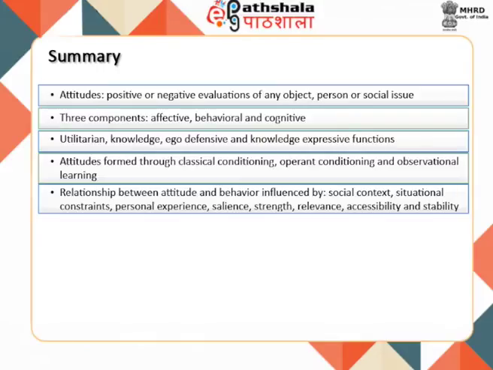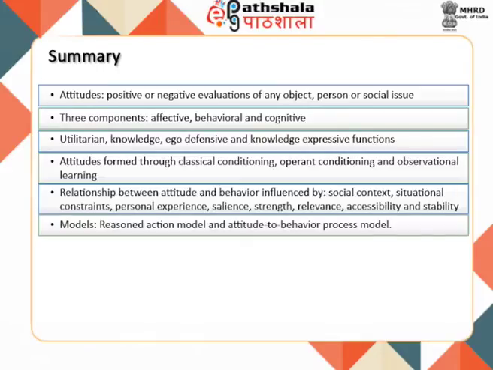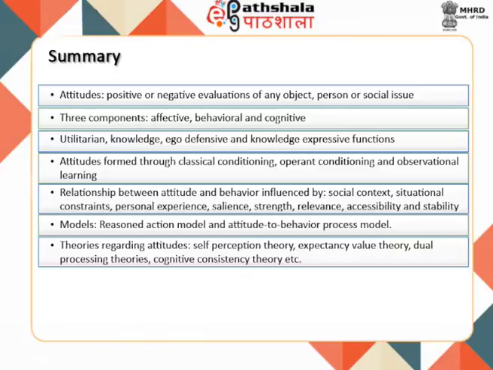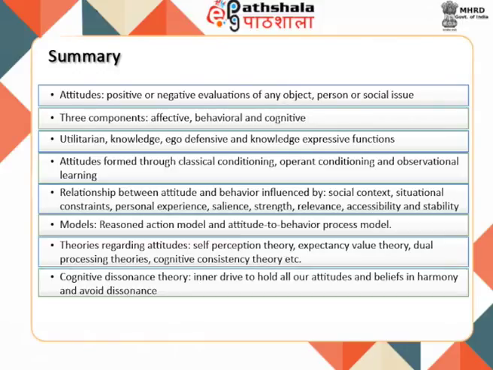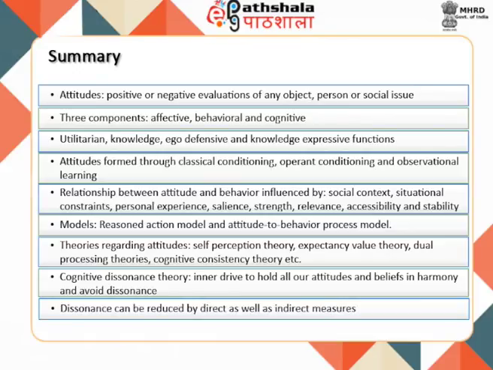How attitudes influence behavior is explained by the reasoned action model and attitude to behavior process model. Some of the important theories regarding attitudes are self-perception theory, expectancy value theory, dual processing theories, cognitive consistency theory, etc. Festinger's cognitive dissonance theory suggests that we have an inner drive to hold all our attitudes and beliefs in harmony and avoid disharmony or dissonance. Dissonance can be reduced by direct as well as indirect measures.